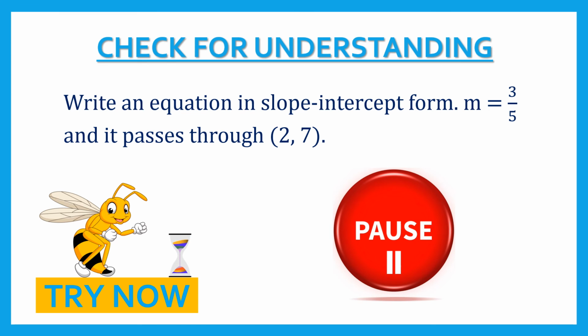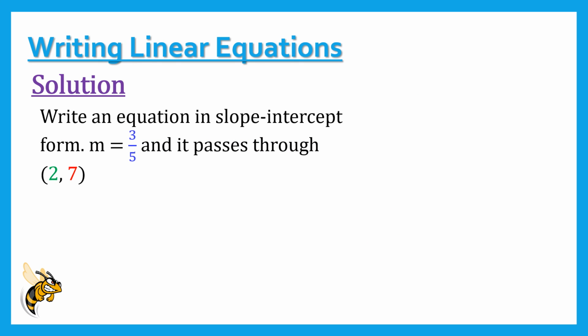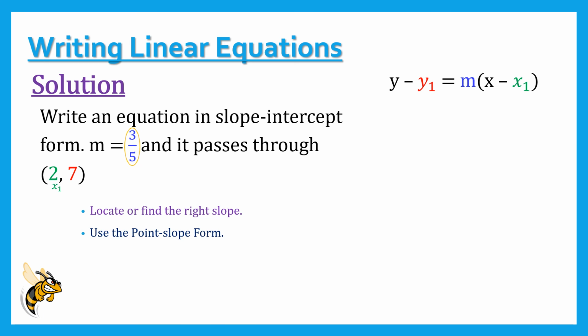Now, go ahead and check for understanding. Write an equation in slope-intercept form where m is equal to 3 over 5 and it passes through (2, 7). First, we locate the slope and it's 3 over 5. Then we're going to put it in point-slope form. So that would be my x1, that would be my y1. Substitute the values.